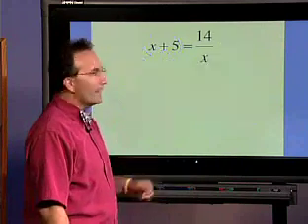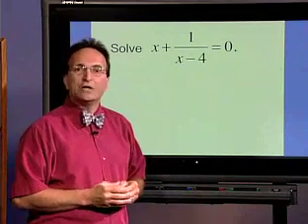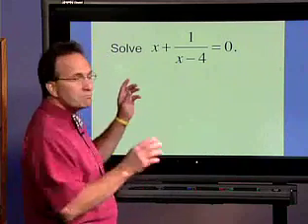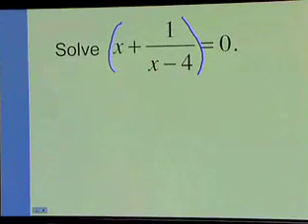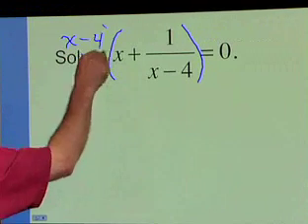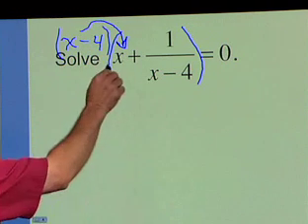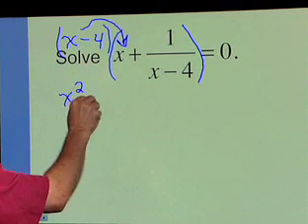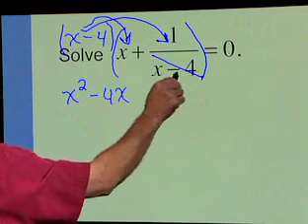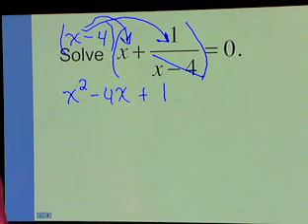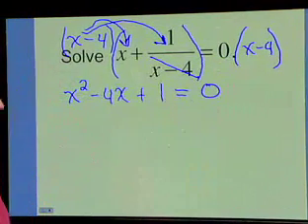Let's work another example, and this time it's going to be solve x plus 1 over x minus 4 equals 0. So this time what we need to do is multiply both sides by x minus 4. When I multiply this by x minus 4, I need to actually multiply x times each of those, which gives me x squared minus 4x. When I multiply the x minus 4 here, it's going to cancel with the denominator completely, leaving me 1. And when I multiply the right-hand side by x minus 4, of course, 0 times anything is 0.